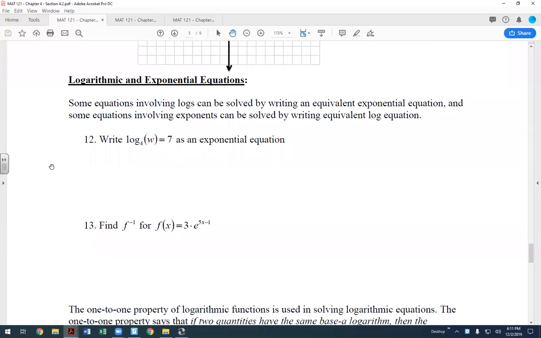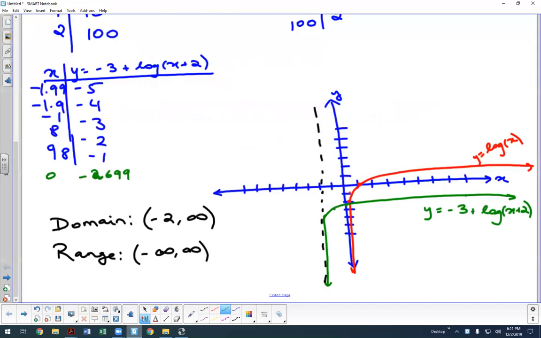Okay. This next part here is just talking about how to solve logarithmic or exponential equations. So we're saying some equations involving logs can actually be solved by writing them as equivalent exponential functions. And then, of course, some exponential functions can be solved by writing them as equivalent log functions. So let's take a look at how we can solve something like number 12, which is log of w with base 4 equals 7. And of course, we're trying to figure out what that value for w could be.